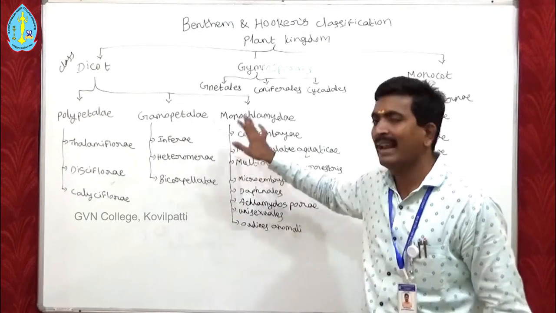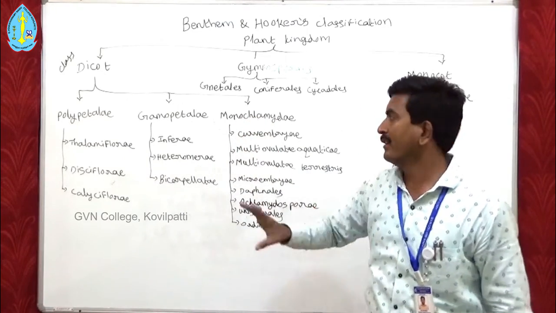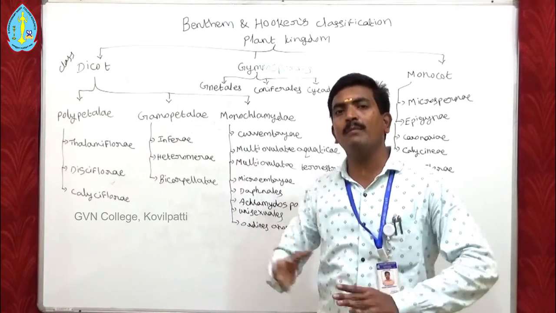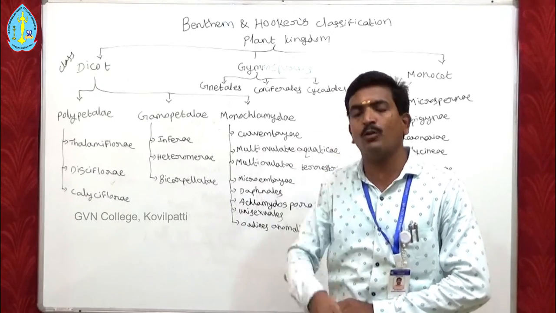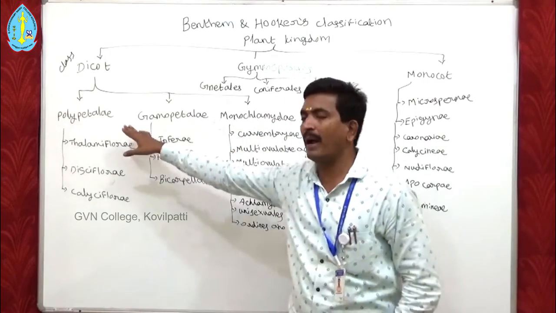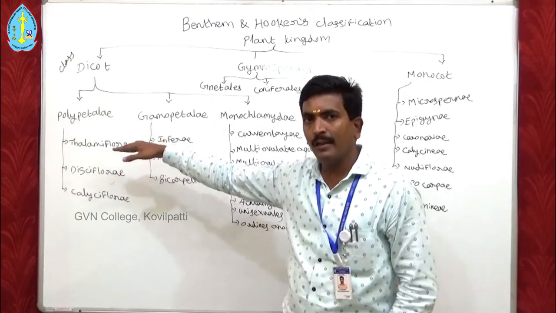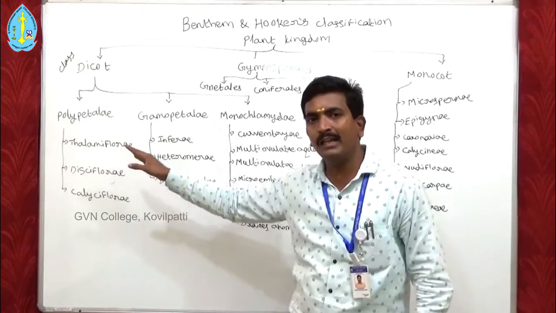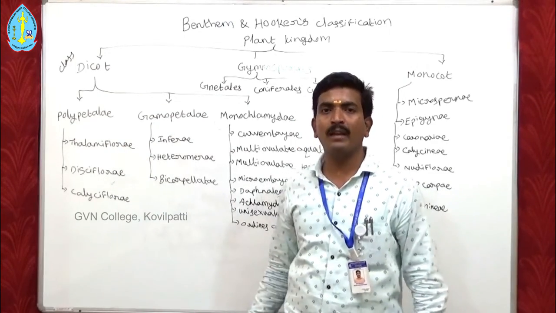Mono means single, chlamys means a series. So in Monochlamydeae, the sepals and petals are not differentiated. That structure is called perianth. If perianth alone is present, that plant comes under Monochlamydeae. Then Polypetalae is further divided into three series: Thalamiflorae, Disciflorae, and Calyciflorae.